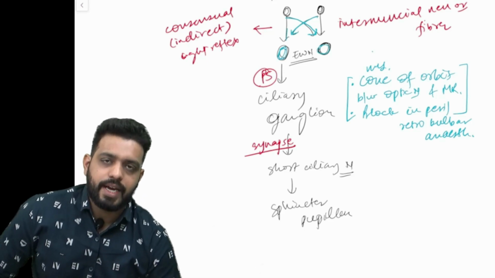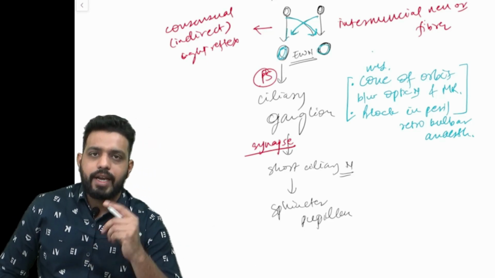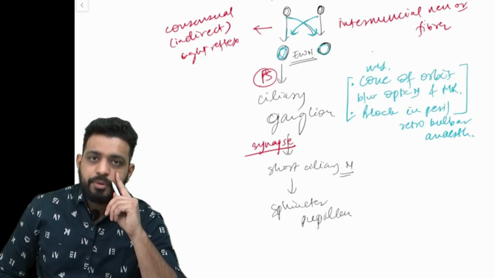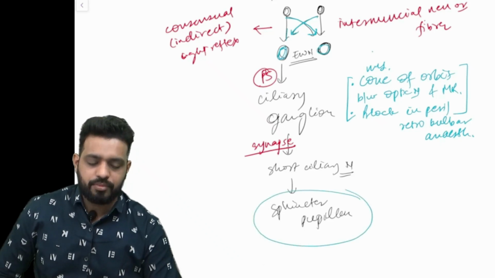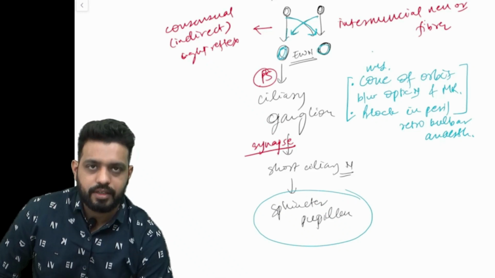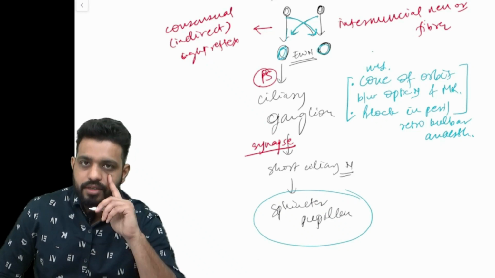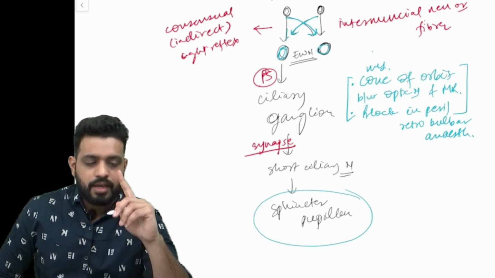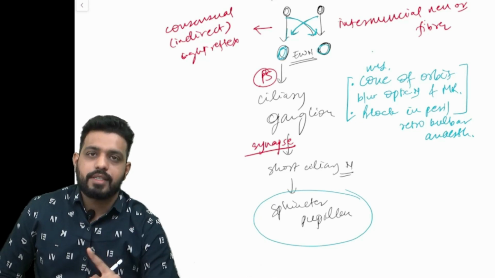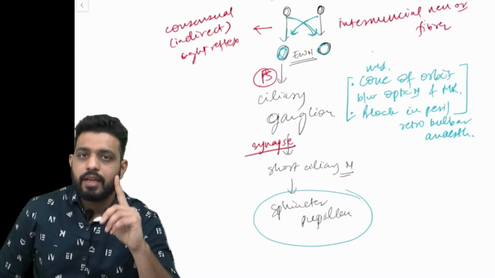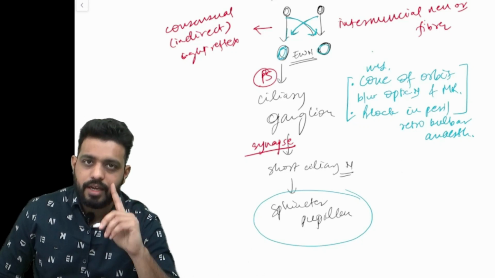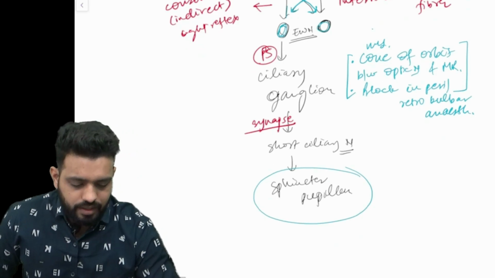What do I mean by that? When you throw light in the right eye, the right pupil will constrict because sphincter pupillae has been stimulated. Also the left will constrict. So the constriction of the right, when you throw the light in the right eye, is known as direct reflex, and the constriction of the left when you throw the light in the right eye, that is the other eye, is the consensual or indirect light reflex.